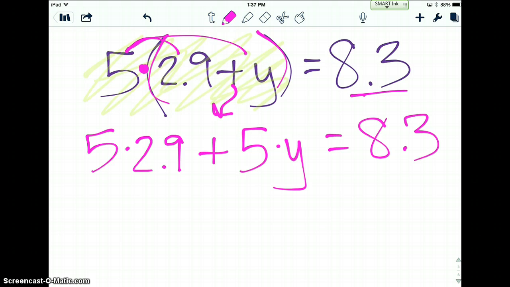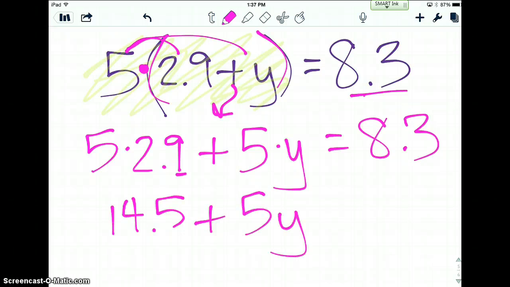Okay, so now if I actually take 2.9 times 5, some of you need some work on just straight up multiplying. I have 145, but then I have one place after the decimal, so I move it over. So I am at 14.5, which seems reasonable because 2.9 is about 3, and 5 times 3 is 15, and we got 14.5. Plus 5 times y, which is 5y.